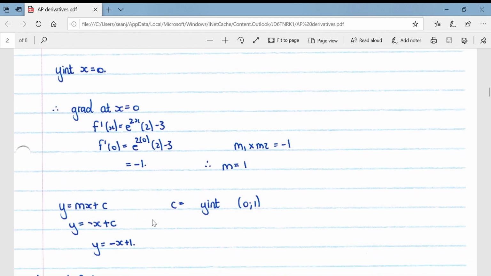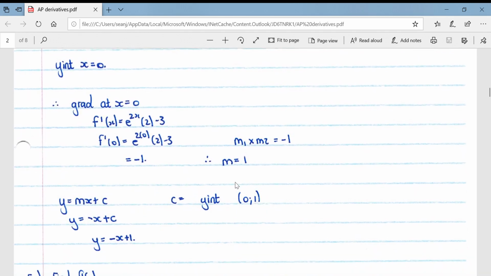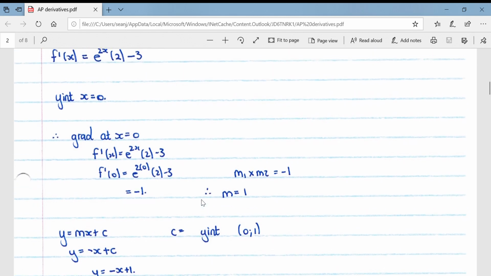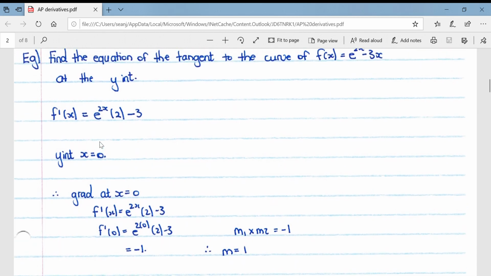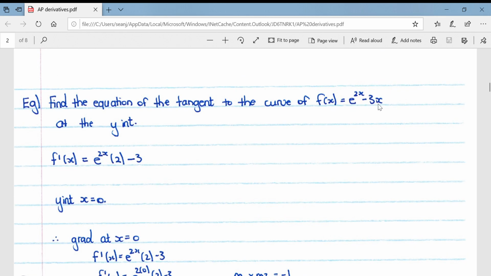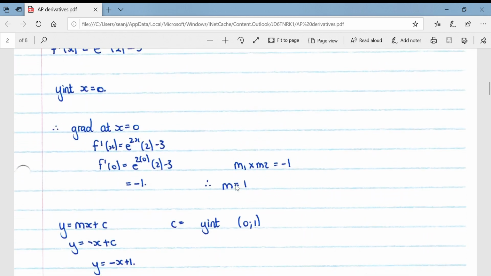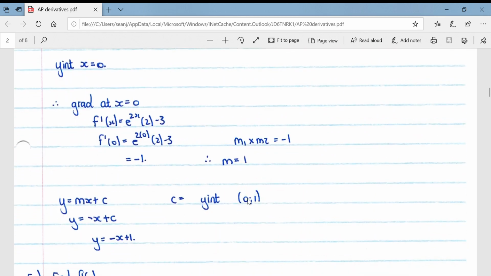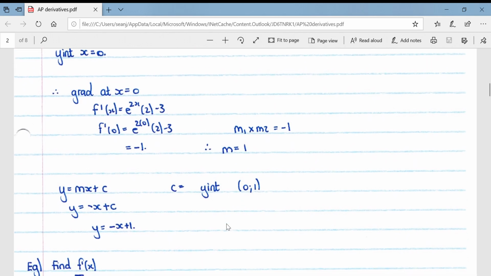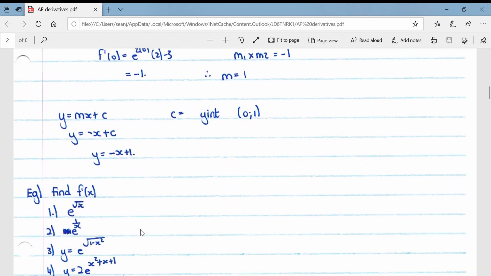Then you now need to find a point so that you can use your y equals mx plus c, or y minus y1 equals m times x minus x1. So what you do is you take x equals 0, you sub it back into the original equation, and you get a y value for that, and you should get 0 and 1 respectively. Then all you're doing is y equals minus x plus c. You know your y-intercept is 1, so it's y equals minus x plus 1.